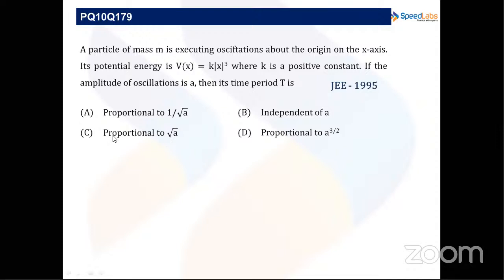A particle of mass m is executing oscillations. This is oscillation, there is a spelling error. About the origin on the x-axis, its potential energy is V equal to kx cube, where k is a positive constant. If the amplitude of oscillation is a, then the time period T is. What will be the time period? So, see.